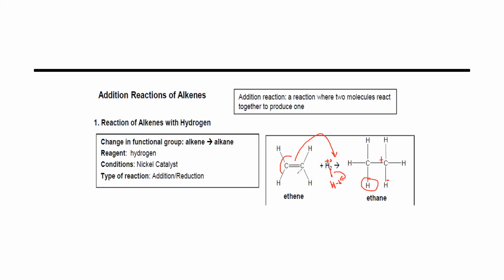So this is called an electrophilic addition reaction. Why electrophile? Because the reaction started by the attraction of a species towards the electron-rich side. The condition for this reaction: we need nickel as a catalyst. Type of reaction: addition or reduction. Why reduction? Because addition of hydrogen is known as reduction.